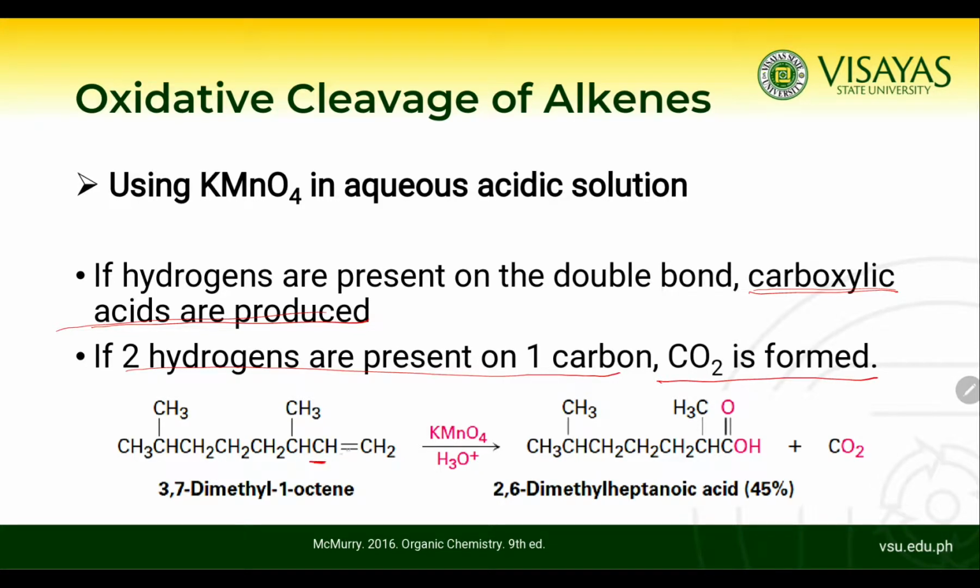Example, we have kana nga carbon sharing the double bond. Kada nga carbon is bonded to 1 hydrogen and 1 alkyl group. No? So, since natay 1 hydrogen nga present diha, the product will have a carboxylic acid nga functional group. And in this carbon here, we have 2 hydrogens present. That means to say, kana siya will become carbon dioxide.